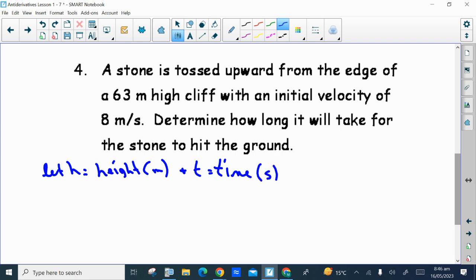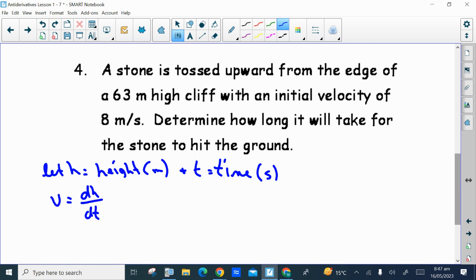Right? The cliff is 63 meters high. The initial velocity is 8 meters per second, so that tells us that our height will be in meters, our time will be in seconds. Now, we know that v, the velocity, is, we can say ds by dt, the rate of change of displacement over time, which would be the same thing as dh by dt in this case, because we're measuring the height of the stone. So that'll be dh by dt.